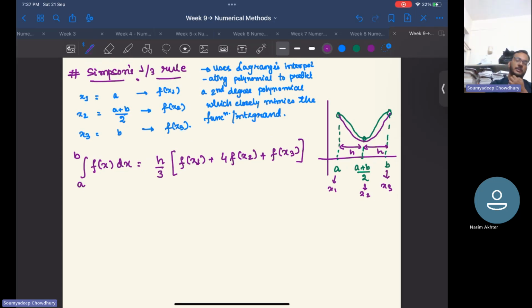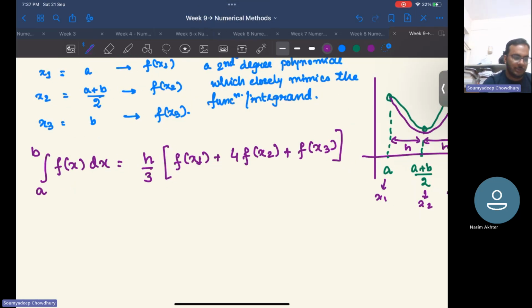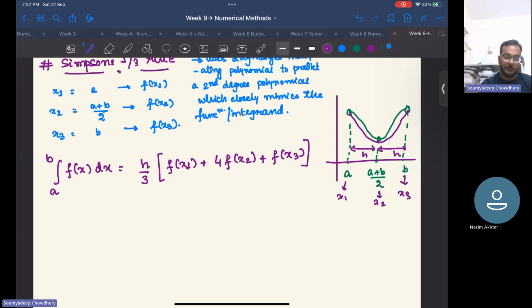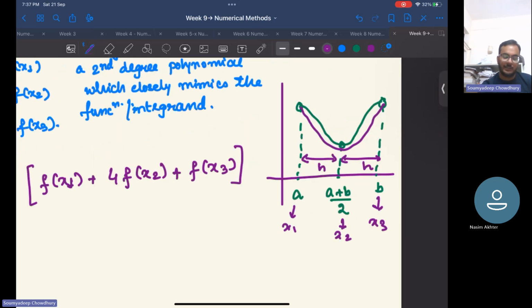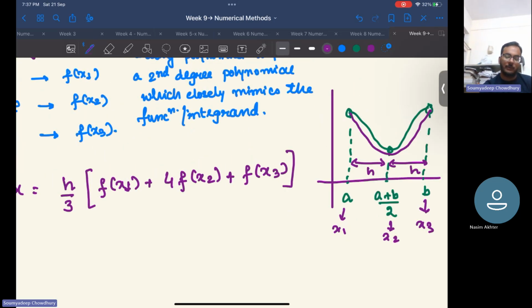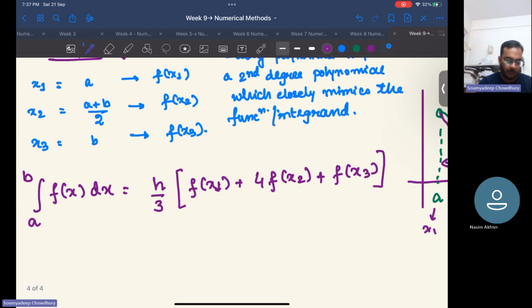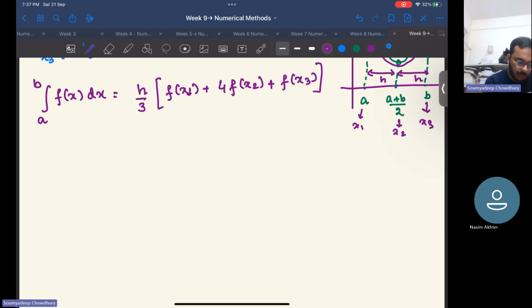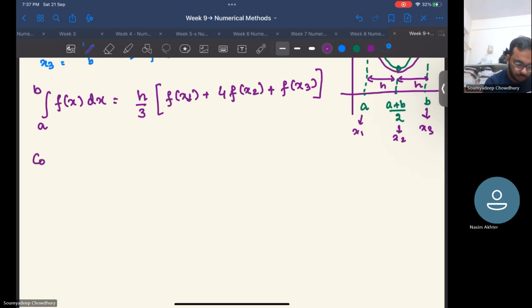Now you might ask, what if I divide this function into multiple subintervals? That is called the composite Simpson's rule. We'll also look into what happens there. But before that, is it clear how to evaluate and why we are doing it like this? Is the concept clear? Yes, it is clear. Okay. We'll see the composite rule also.